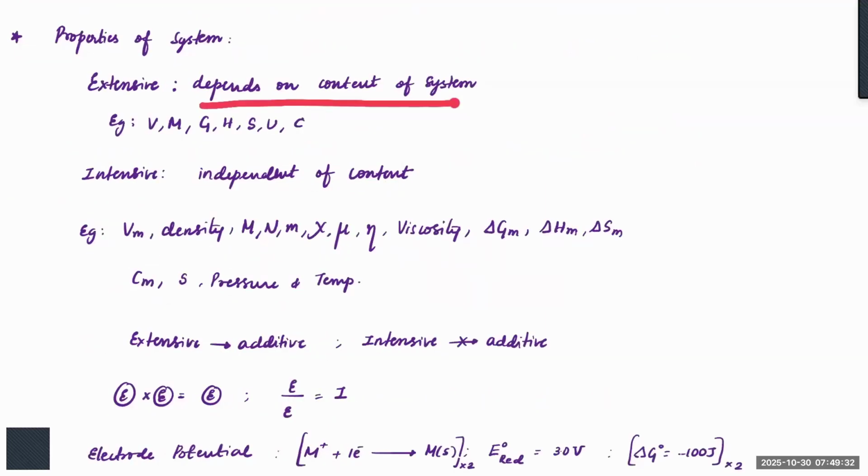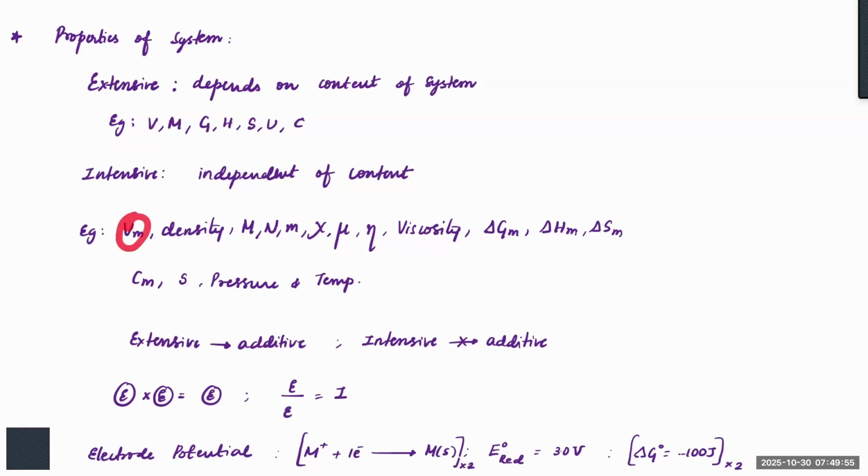We have two types of properties: extensive and intensive property. Properties like volume, mass, free energy, entropy, enthalpy, internal energy, all of these are extensive properties. And intensive properties are the ones which are independent of the content or independent of the mass.